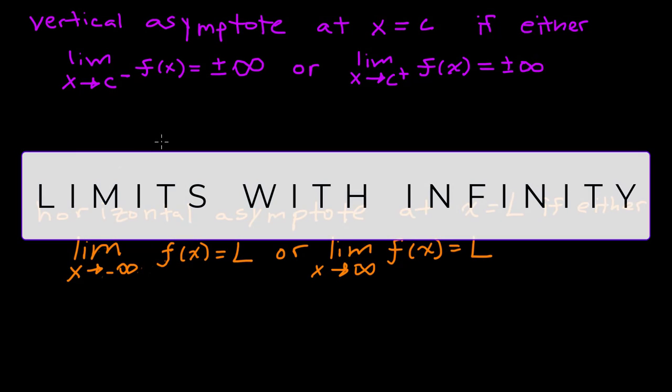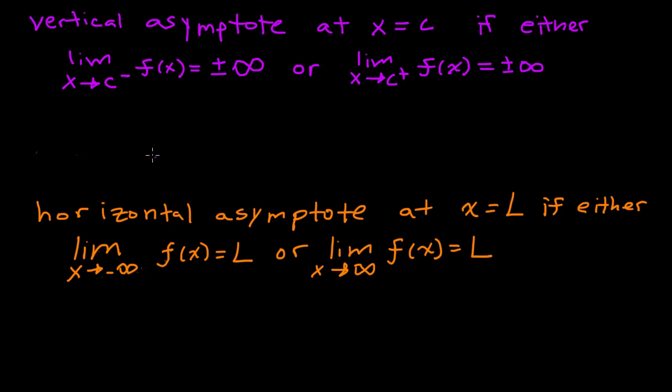Hello AP Calc students. Today we're going to go over how to find limits at infinity and also talk about some asymptotes. We've got vertical asymptotes and horizontal asymptotes. And of course we've seen these before in Algebra 2 and pre-calculus, but now we can define asymptotes with calculus, with limits.